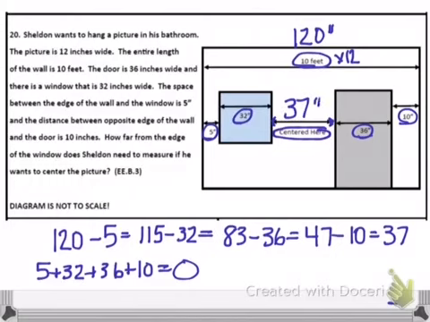And it says, how far from the edge of the window does Sheldon need to measure if he wants to center the picture? So if I take the 37, that distance, and divide it by 2, then you will end up with 16.5 or 16 1/2. I think that is an incorrect answer. I think I just told you all a big fat story. It should be 18.5. All right, that looks better. 18.5 inches. Sorry for the confusion, guys.